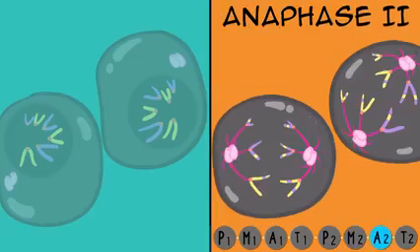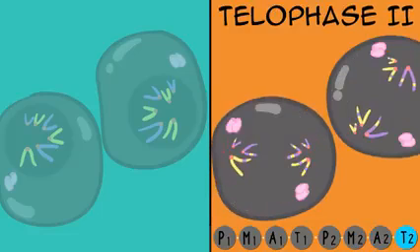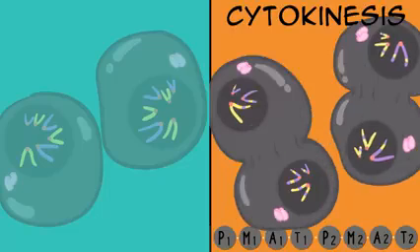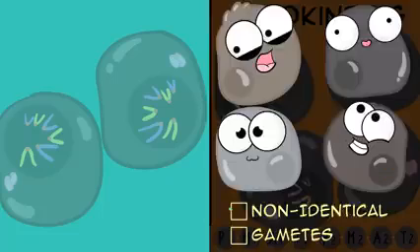This time, though, it's actually the chromatids that are getting pulled away. Telophase 2. Chromosomes are at the complete opposite ends, and new nuclei are forming on each side to make these new cells. Cytokinesis will follow meiosis 2 to completely split the cytoplasm. We are now finished with meiosis, and we end with 4 non-identical cells, gametes.